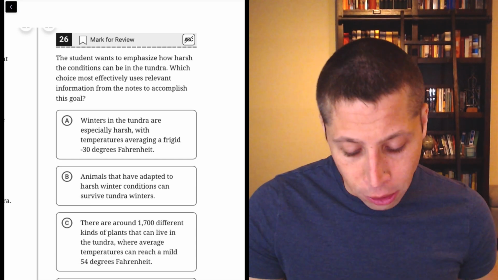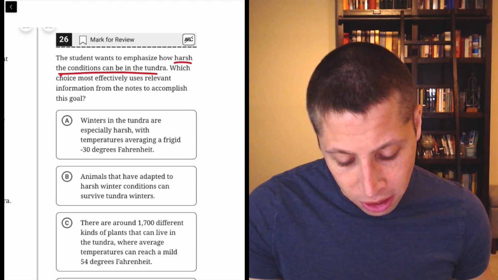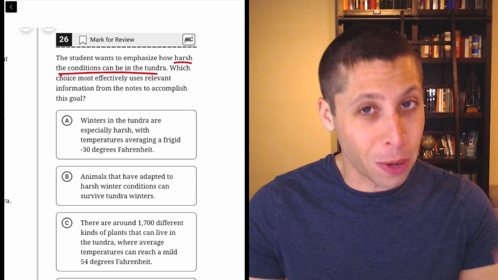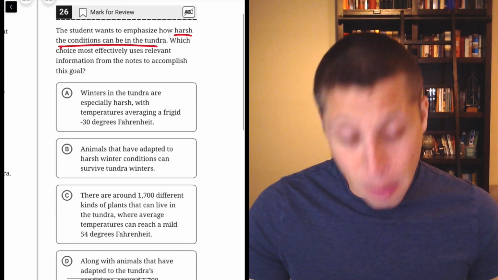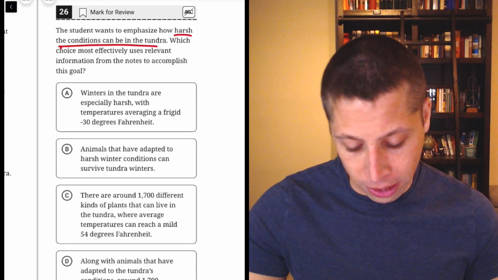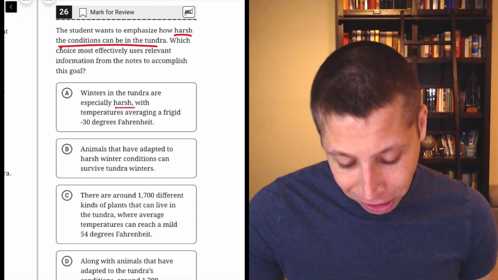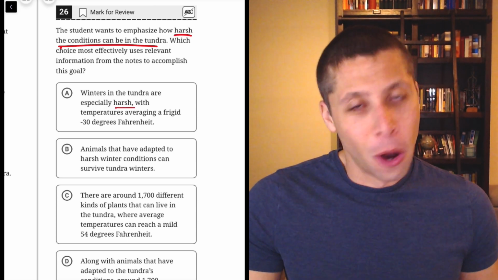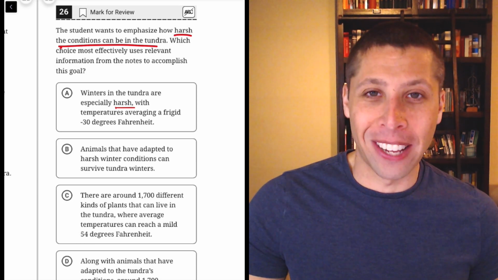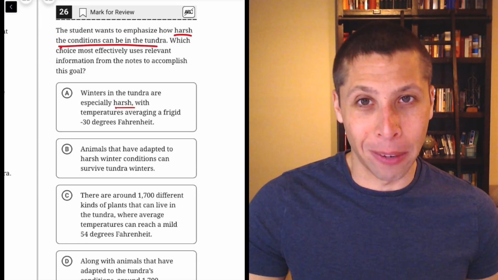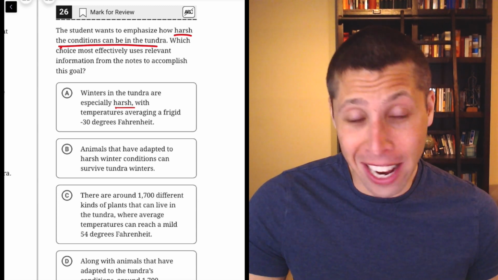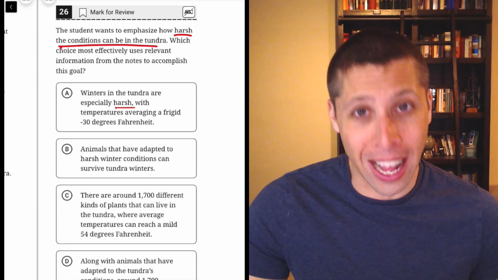So what do they want? The student wants to emphasize how harsh the conditions can be in the tundra. Which choice most effectively uses relevant information from the notes to accomplish this goal? Okay, so going into the choices now, which one talks about how harsh it is? A: winters in the tundra are especially harsh, with temperatures averaging a frigid -30 degrees Fahrenheit. Well, that's probably the answer. It literally just comes out and says it and provides a nice example, but we should read everything just to play it safe. But I'm pretty sure, 99.5% sure, that that's going to be the answer.